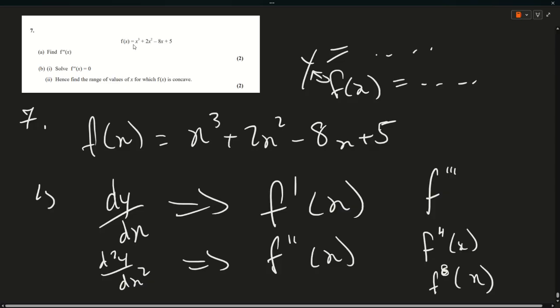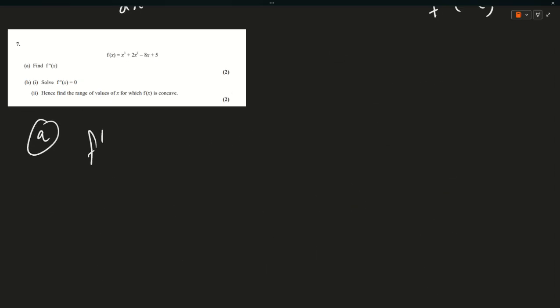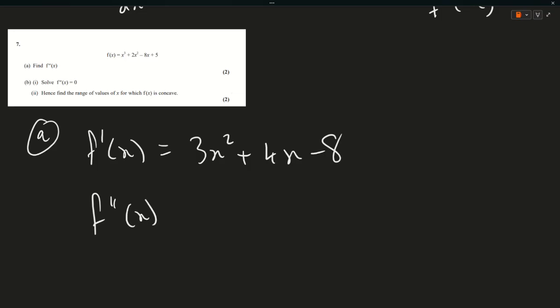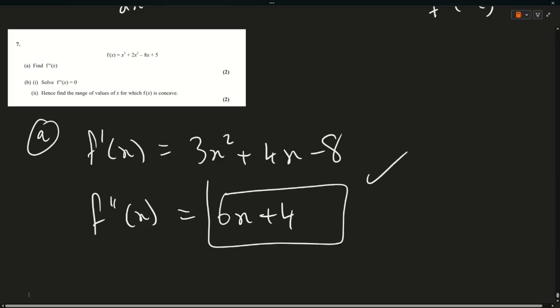So give this question a go now. I'm going to go through it quickly here. So f of x equals 3x cubed plus 4x minus 8. Therefore f double dash x is 6x plus 4. Again, don't worry about part B. I will cover that in a later video.